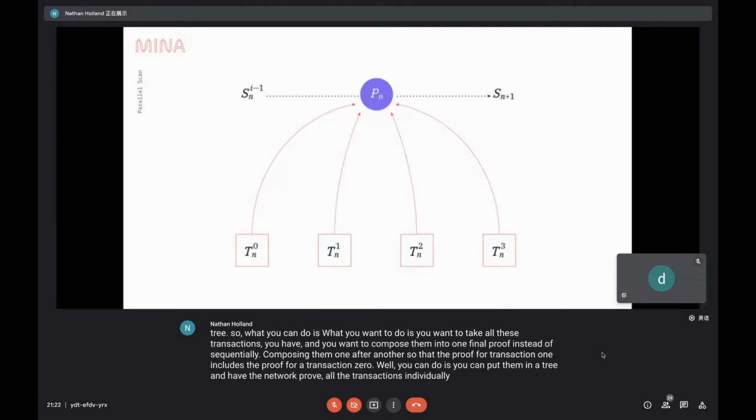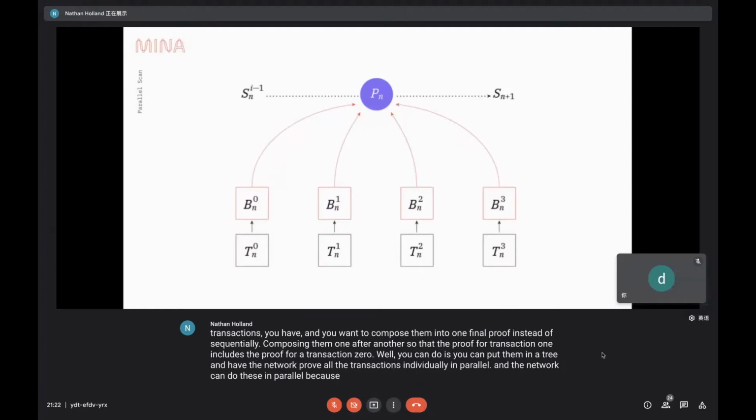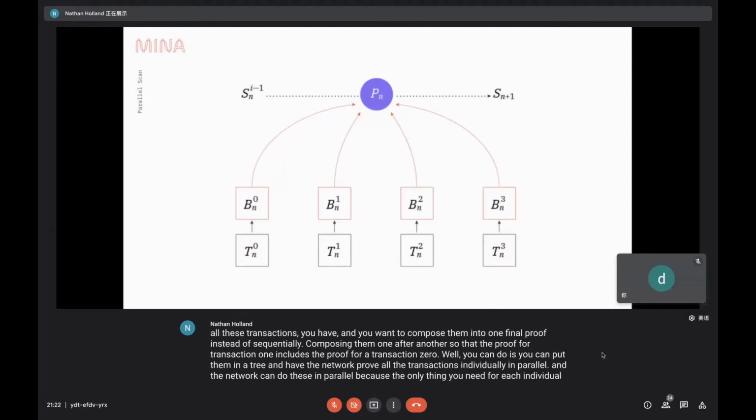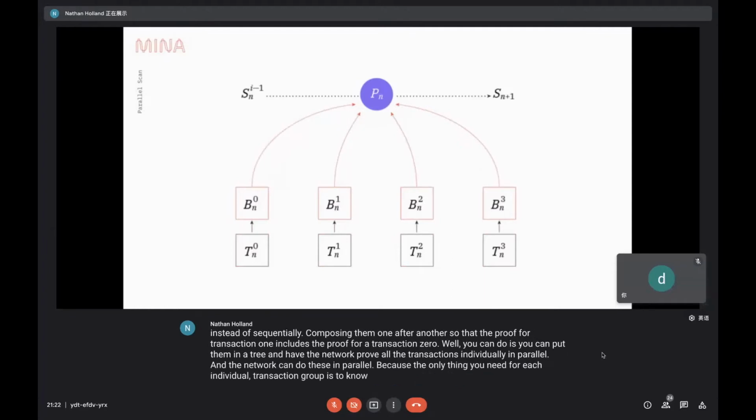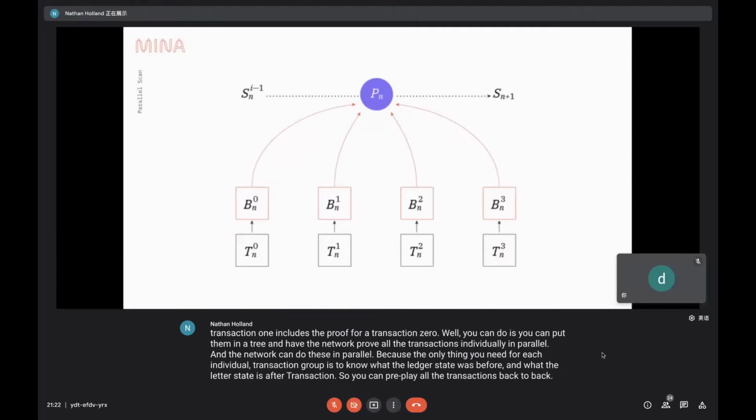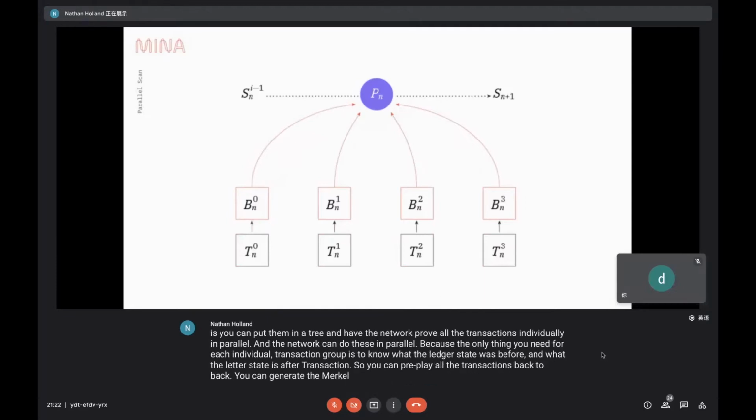individually in parallel. And the network can do these in parallel because the only thing you need for each individual transaction proof is to know what the ledger state was before and what the ledger state is after each transaction. So you can pre-play all the transactions back to back. You can generate the Merkle proof witnesses for each of these transactions. And then all you have to do is, on your machine, take each of the Merkle proof witnesses and input them to whatever transaction you want to do some work for.